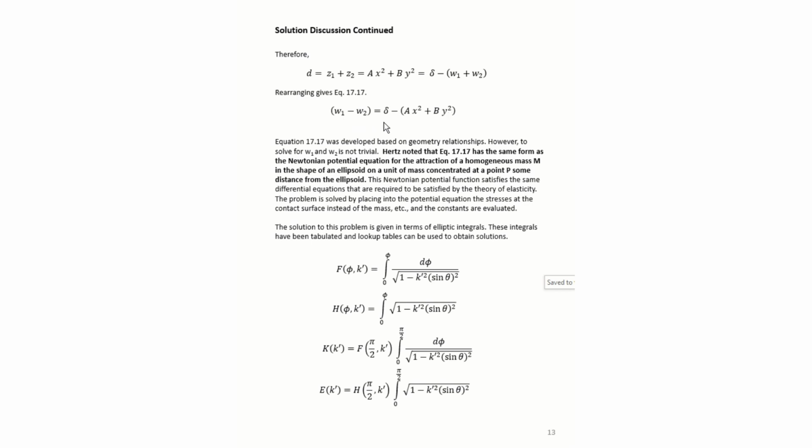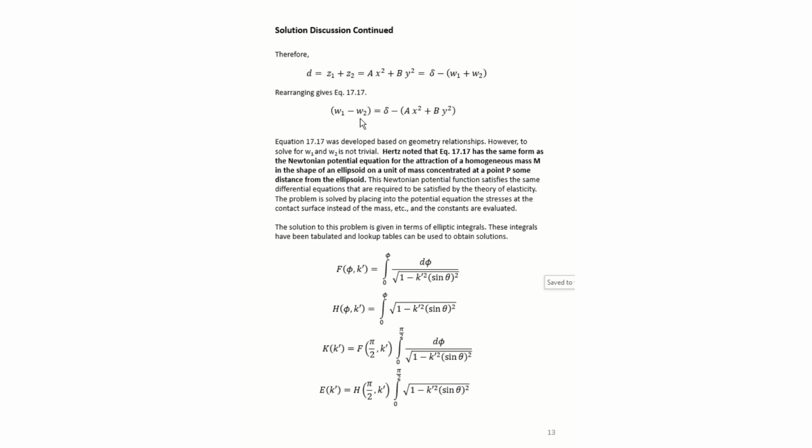It's important to note that this equation was developed solely on geometry. Only geometry was used to come up with this expression. And we want to solve for W1 and W2 now, and that's not a trivial thing to do. This is kind of where Hertz came in.